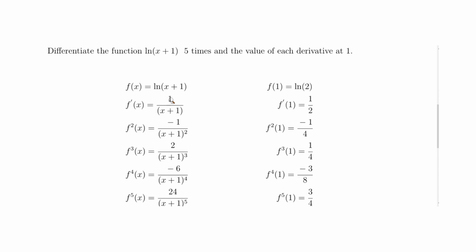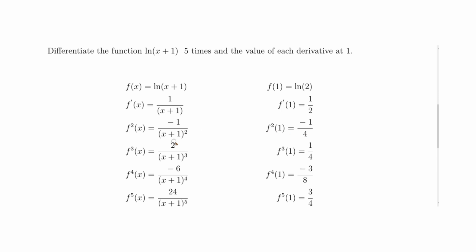Then we differentiate 1 over x plus 1 again. We can imagine x plus 1 has a little 1 as its power. So 1 times the power, and because the power is a minus, it would be minus 1. And then increase the power by 1. So you can see 1 times minus 1 gives us the minus 1 on the numerator, and then the power just increases by 1 as you do when you differentiate, and that becomes 2. So minus 1 over x plus 1 squared. And then we plug in the value of 1: minus 1 over 2 squared. 2 squared is 4, and minus 1 divided by 4 is minus a quarter.